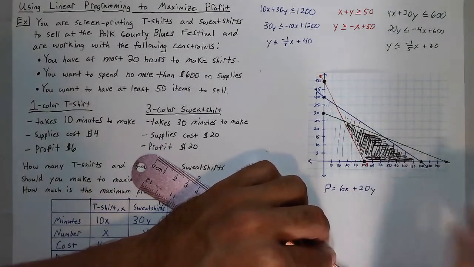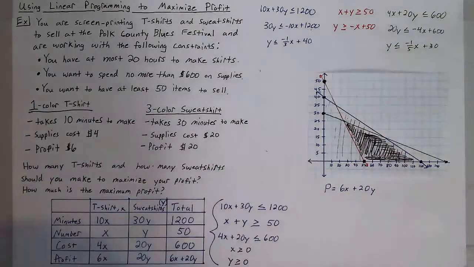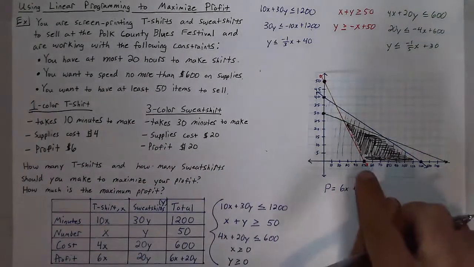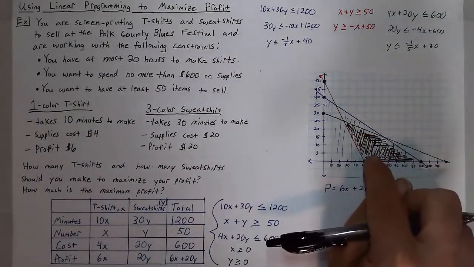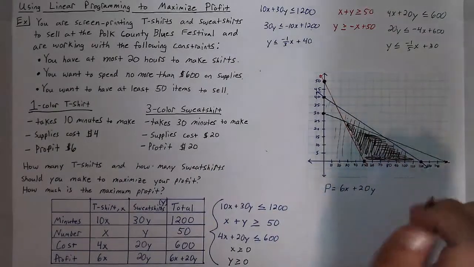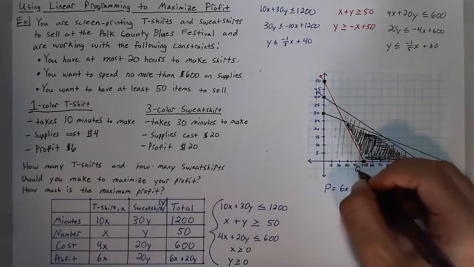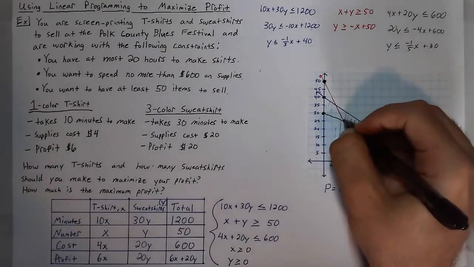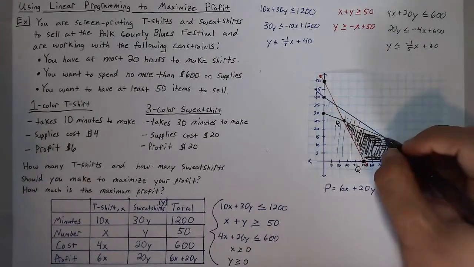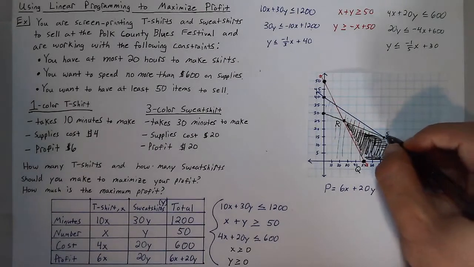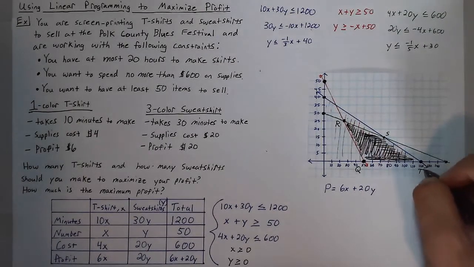Now we're nearly there. We're going to label all of our vertices of our feasible region because those will be where our maximum or minimum could take place. So again, I'm going to make this bottom left point here Q. This one up here, R. This one right here, S. This one, T.